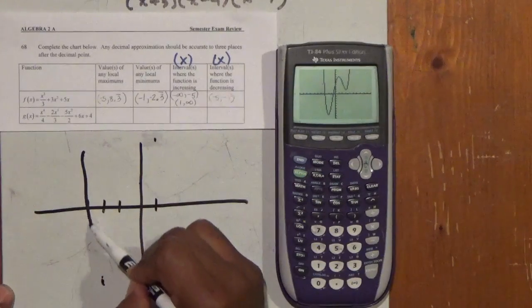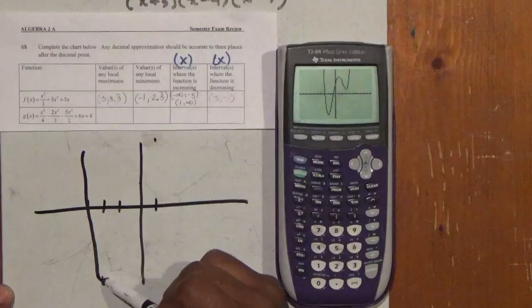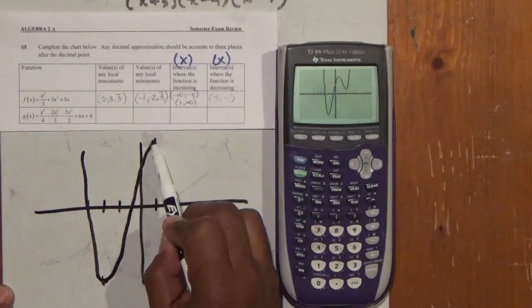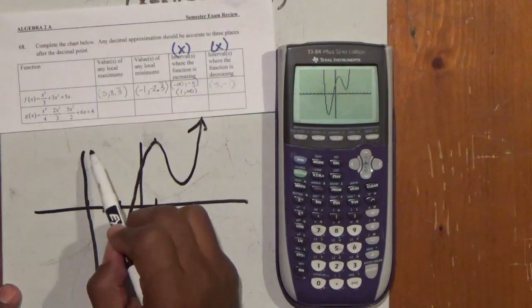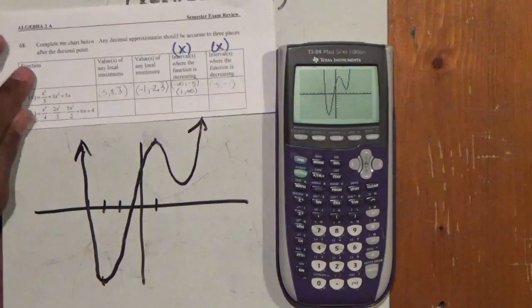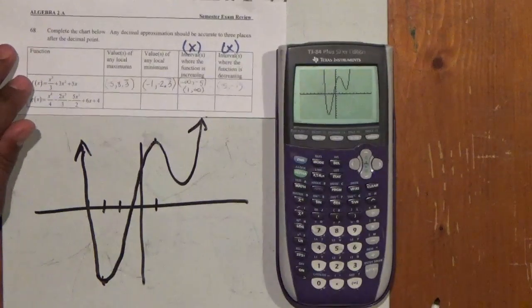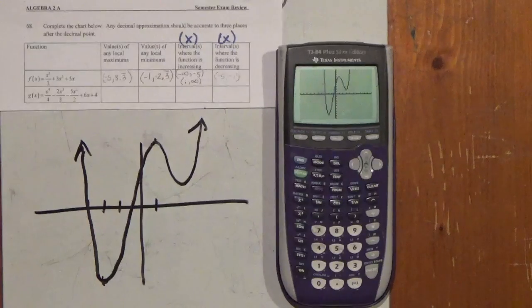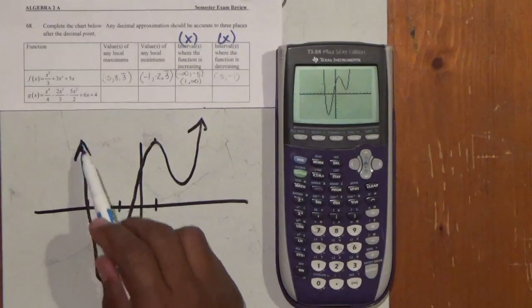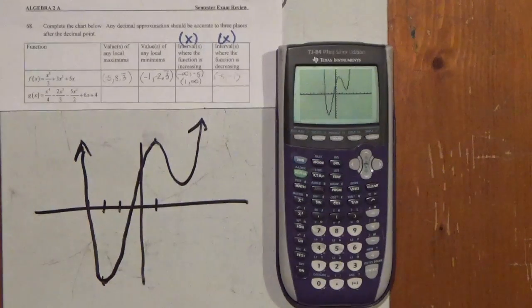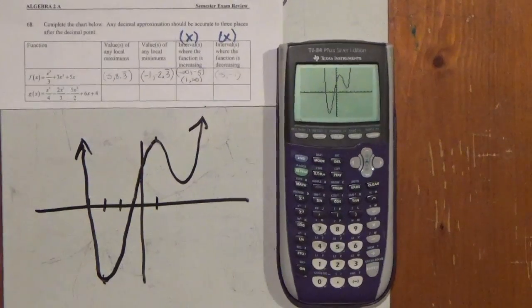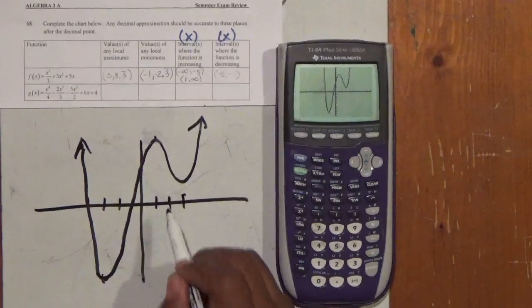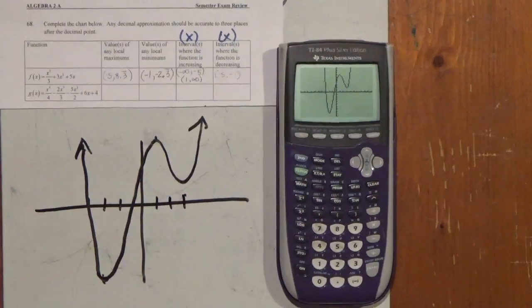All right, so our graph looks something like this. That gets the gist of it. We just want a quick sketch. What I wanted to be able to do is notice that the ends of this graph both go to infinity, positive infinity. And so we have some other things that they're asking us to find.